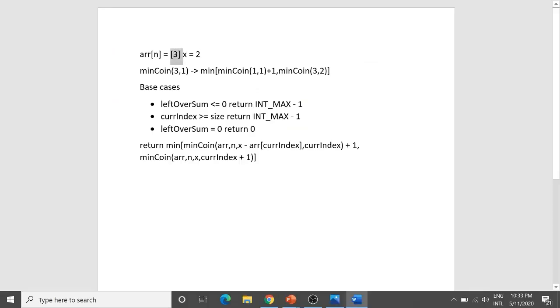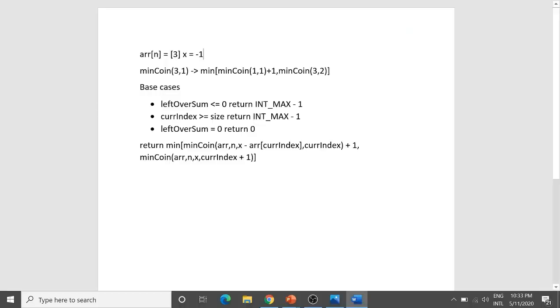So if I make use of this denomination present at index 2, what is the leftover amount then? I would be subtracting this denomination from my leftover amount of 2. If I subtract 3 from 2, what would I be left with? I would be left with minus 1. So what does this subproblem say? This subproblem says I am currently sitting at index 2. Tell me, what are the minimum number of coins with which I can make minus 1 out of it?